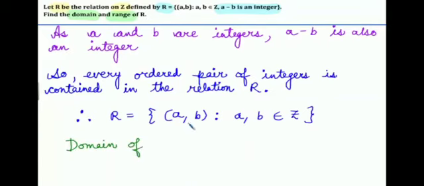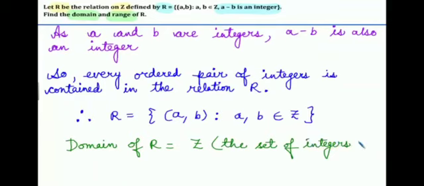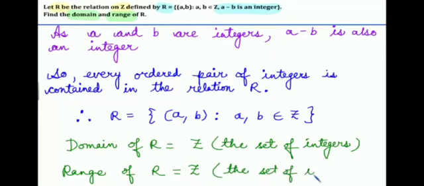So domain of R is equal to Z, the set of integers, because if a and b are integers, then a minus b is also an integer. And range is also the integers, because integers go from minus infinity to infinity, right? So every ordered pair of integers is contained in the relation R. So range of R is also Z, the set of integers.